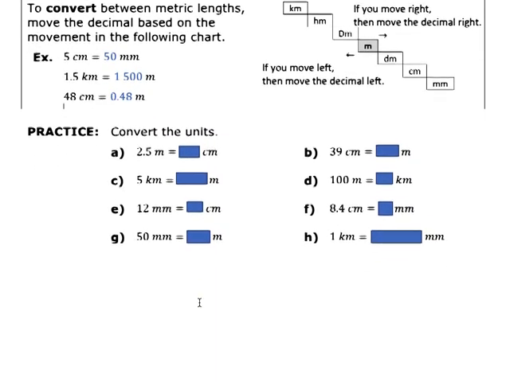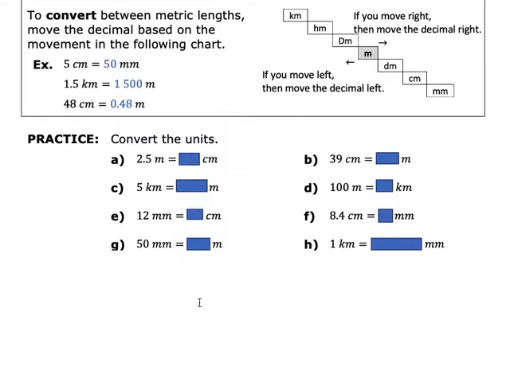So here are some practice questions for you to try. You can pause this video and attempt them yourself. Starting with 2.5 meters to centimeters. Meters to centimeters is 2 spaces right, so moving 2 spaces right, that should be 250 centimeters.